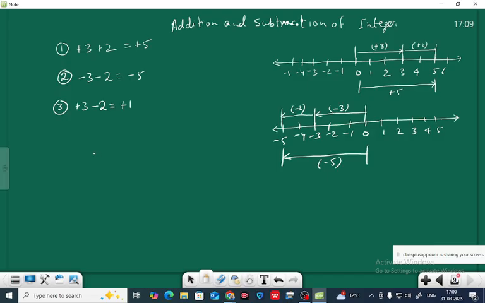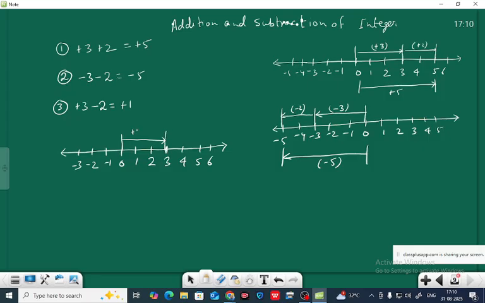In number line we can write in this way, suppose this is 0, this is minus 1, minus 2, minus 3, and this is 1, 2, 3, 4, 5 and 6. Now 3 minus 2. First it is 3, that is 1, 2, 3. This is the direction, right? This is 3.